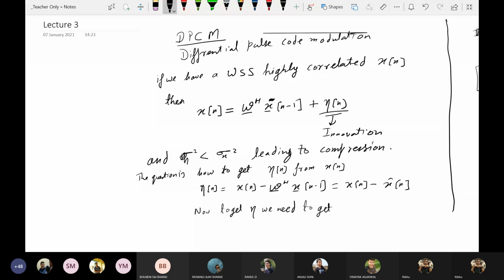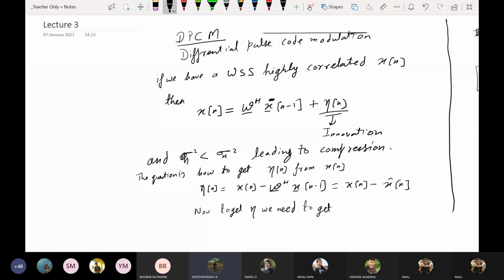So the larger the variance, the larger will be the entropy. And the larger the entropy, the more information it has, so we will need more bits to represent that. Okay, so how does this relation, the variance of eta, lead to compression, sir?